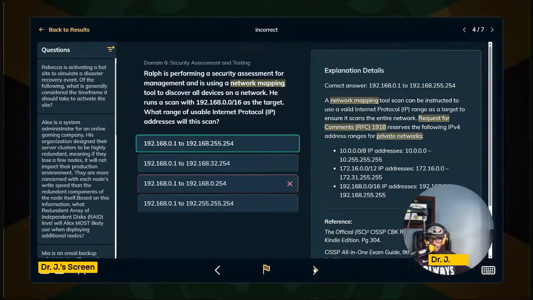And here when we talk about the private network ranges, 192.168.0.0/16. So the addresses in that range are 192.168.0.0 through 192.168.255.255. And the correct answer is 192.168.0.1 through 192.168.255.254.